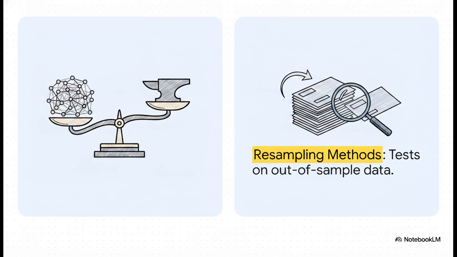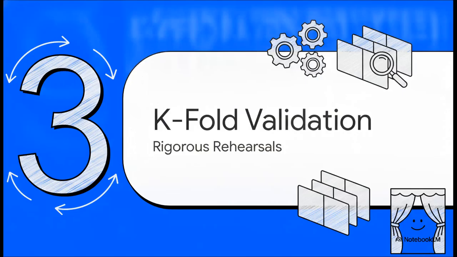On the flip side, we have resampling methods. Instead of mathematical penalties, this method forces the model to actually prove itself on unseen out-of-sample data. This is where you see techniques like random train/test splits, bootstrapping, and cross-validation. Which brings us nicely to section 3, mastering k-fold cross-validation.